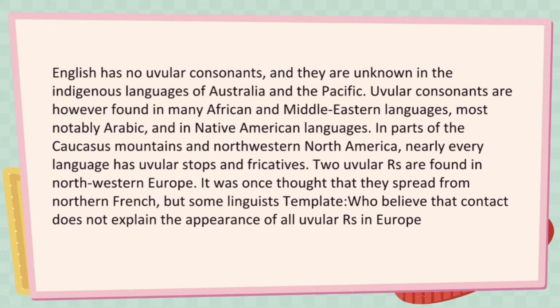Two uvular rhotics are found in northwestern Europe. It was once thought that they spread from northern French, but some linguists now believe that contact does not explain the appearance of all uvulars in Europe.